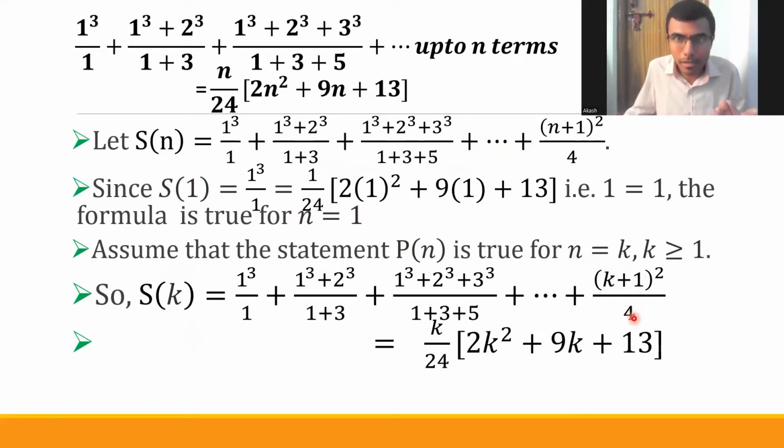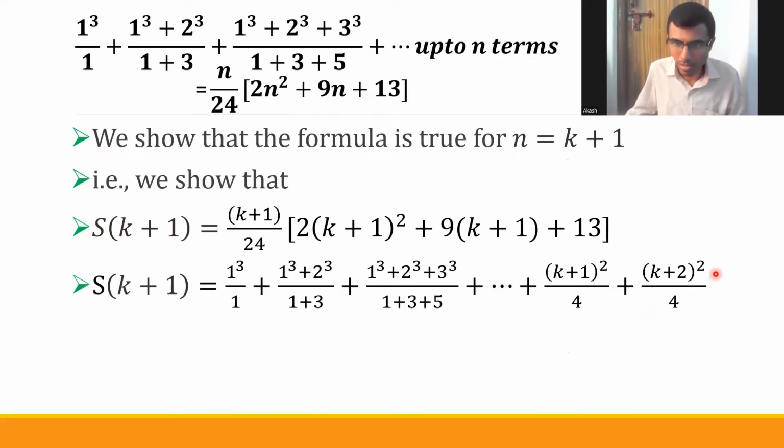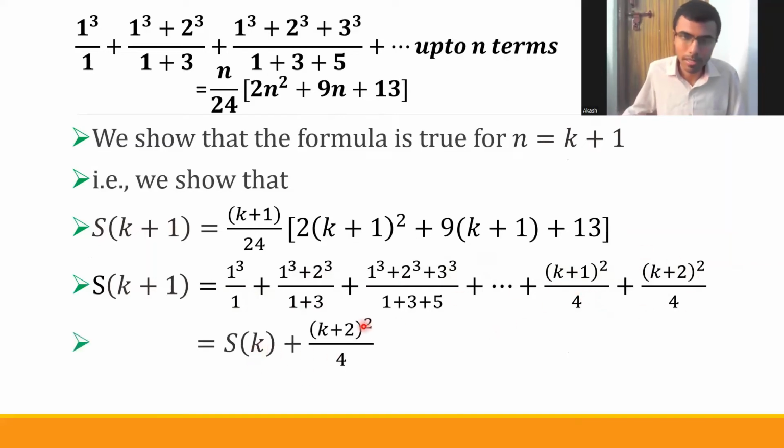My S of k plus 1 is going to be all these terms, everything, this sum plus k plus 2 whole square by 4. Which is my basic definition, S of n, which I took, and from that basic definition I got this. Now we know that 1 cube by 1 plus 1 cube plus 2 cube by 1 plus 3 and so on up till k plus 1 whole square by 4 is nothing but S of k, and this one will be there, so that's equal to S of k plus k plus 2 whole square by 4.